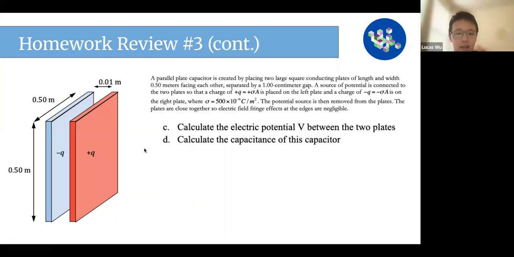All right, calculate the electric potential V between the two plates. Remember, E equals sigma over epsilon zero. Tony, could you remind us what the formula is for the electric potential given the electric field? How would I write the electric potential in terms of the electric field?